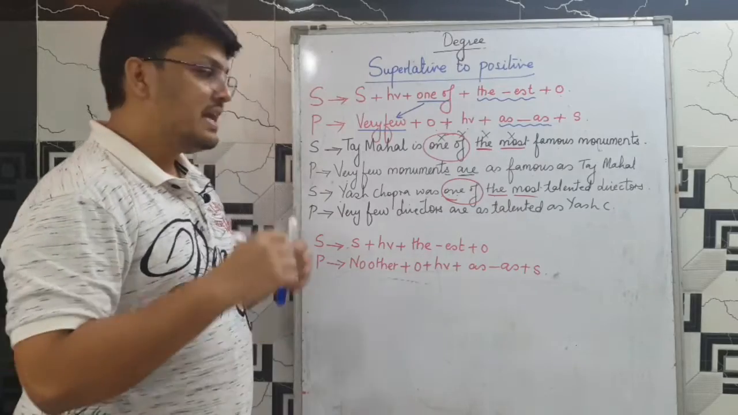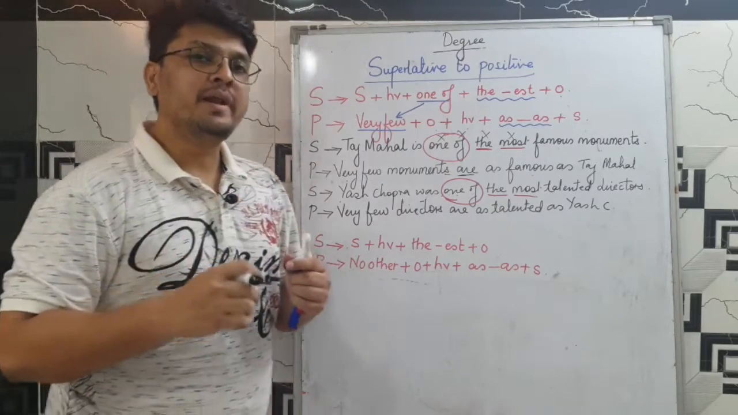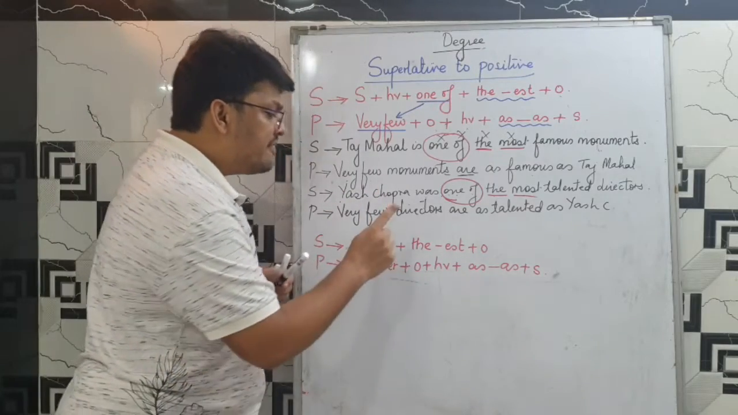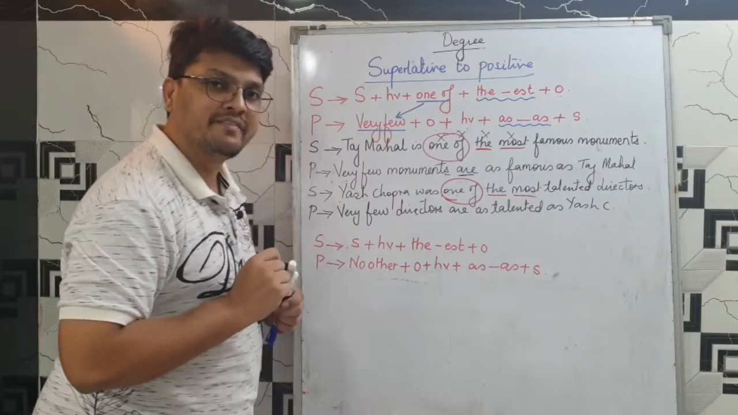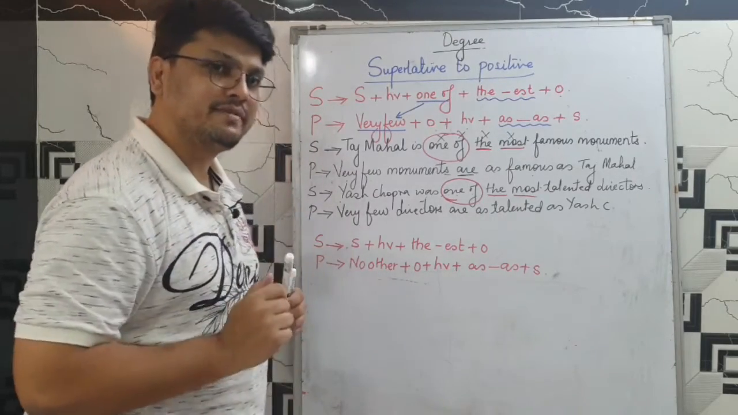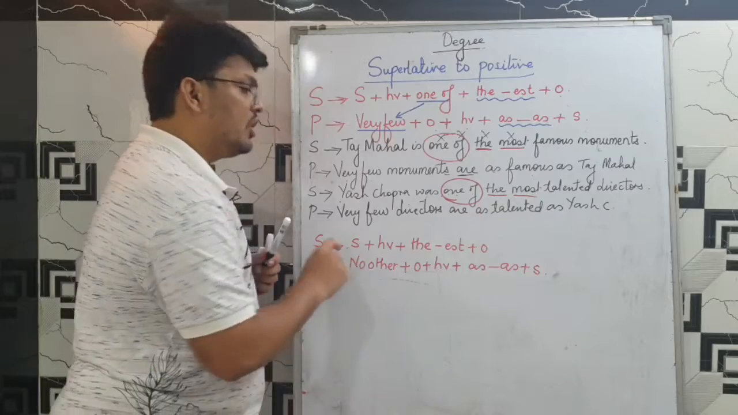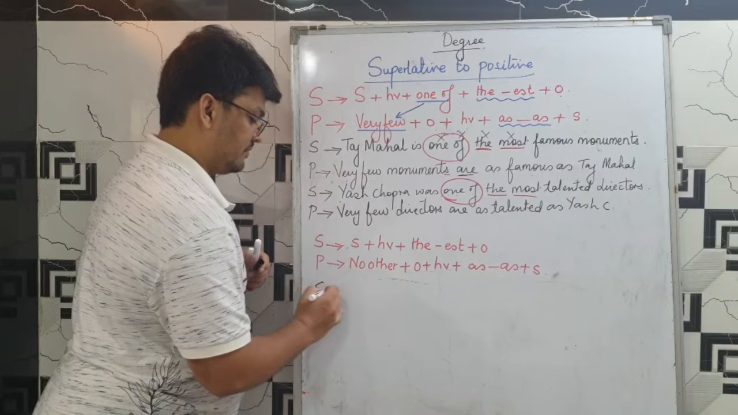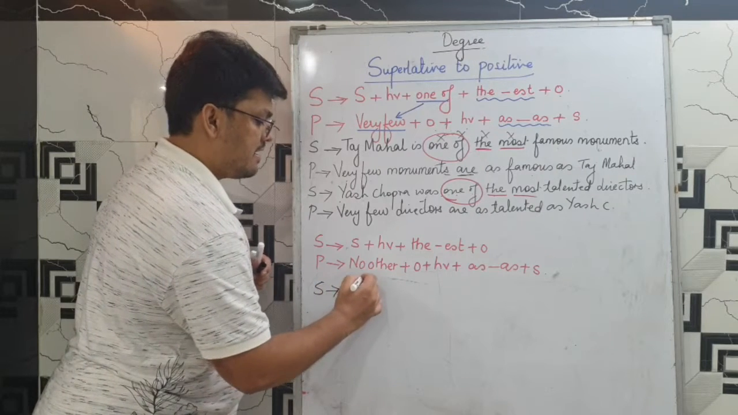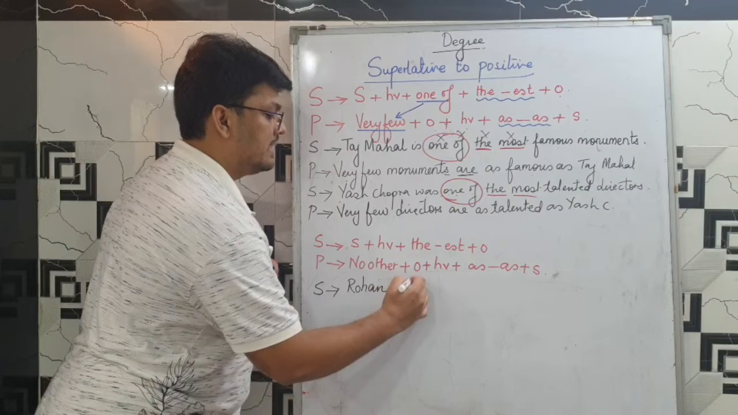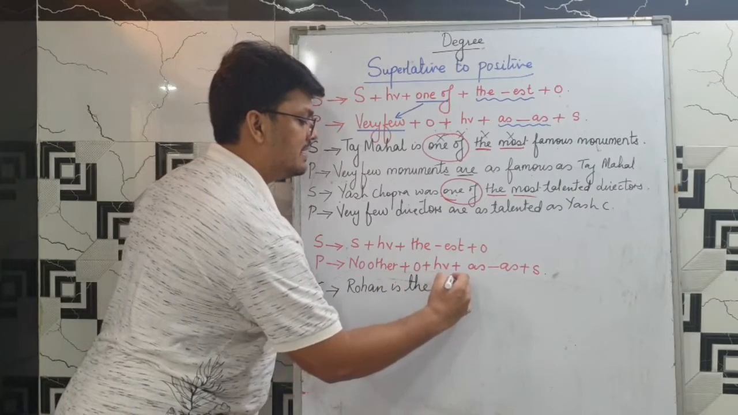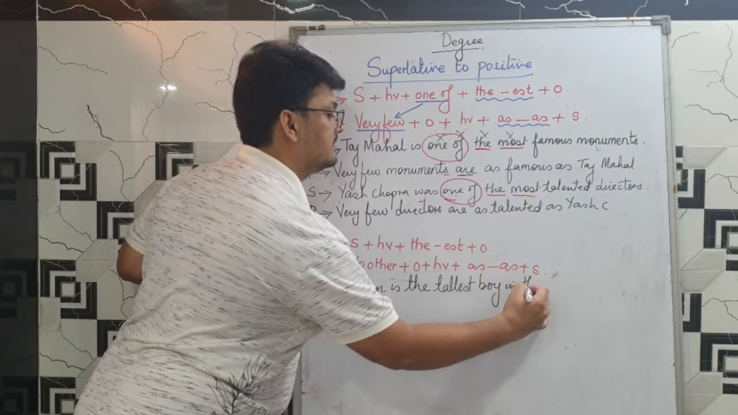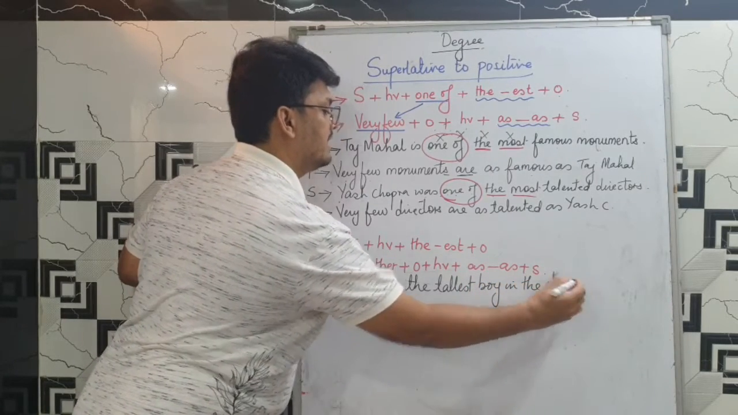Now students, let's see if the superlative degree does not have one of. So students, if you do not see one of in superlative degree and that degree is superlative, begin the positive degree with no other. Like this example: Rohan is the tallest boy in the class. Tallest boy in the class.